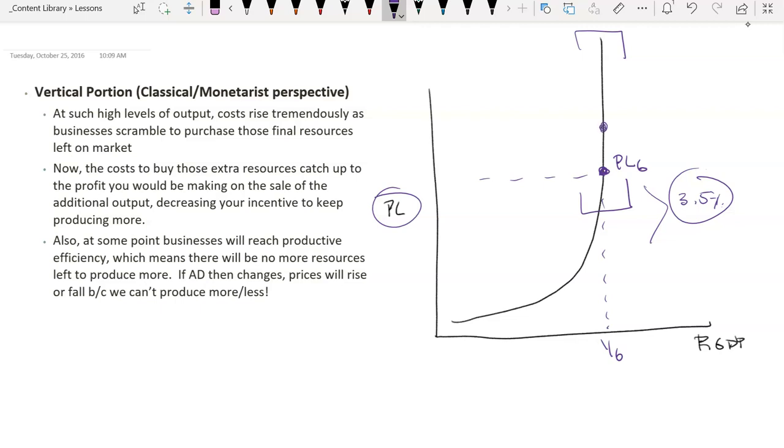Because then if we go up to price level 7, price level is now the thing that's increasing, but look what's happened to output. Output is staying at Y6. And so as that scarcity effect kicks in for the producers, we see the curve become vertical, and then we can say that we've kind of arrived at our long run aggregate supply, our productive potential, right?